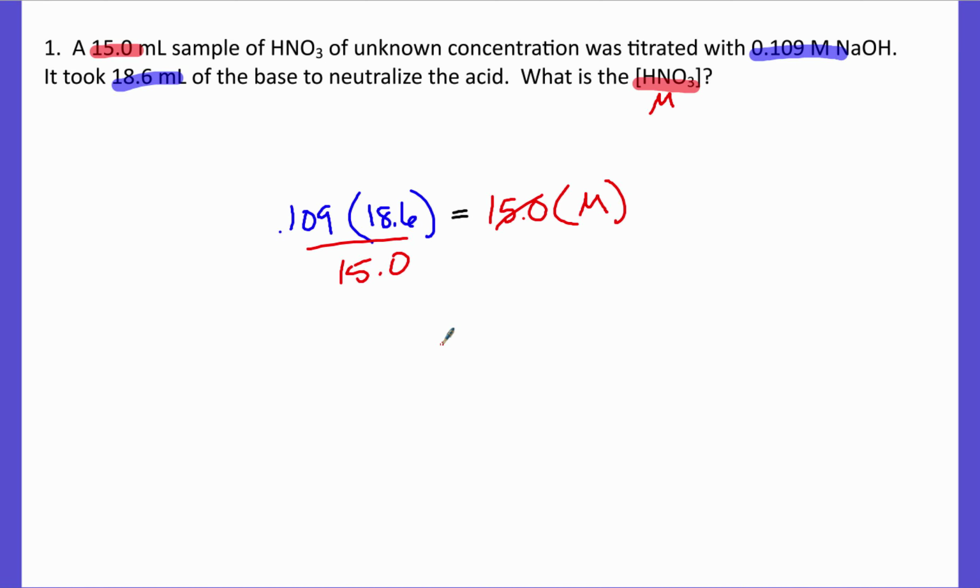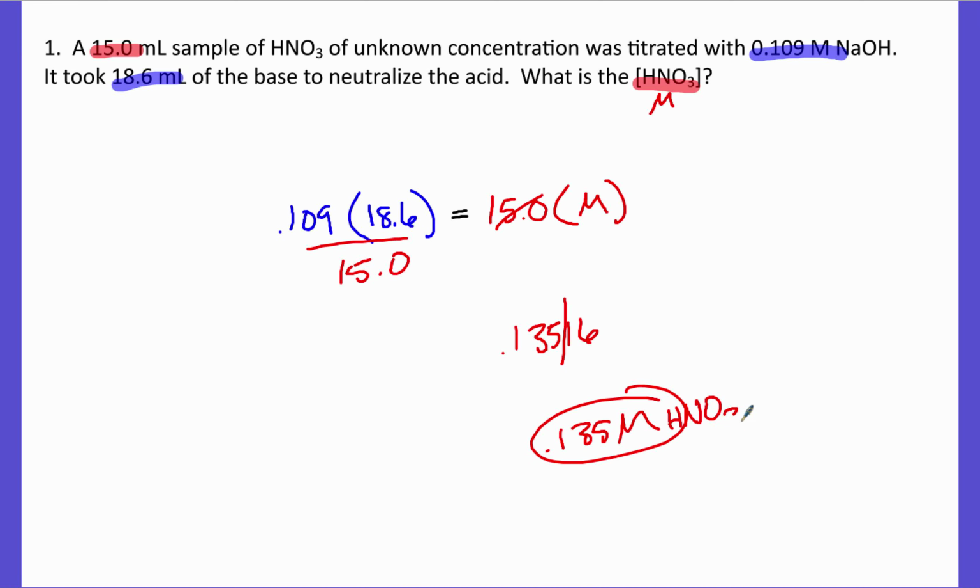When I punch that in my calculator, I get an answer of 0.13516. I do need to round this to 3 sig figs. So apparently my concentration is 0.135 molar. That's the concentration of my acid, HNO3. So that's what I accomplished: I found out the concentration of that acid through titration.